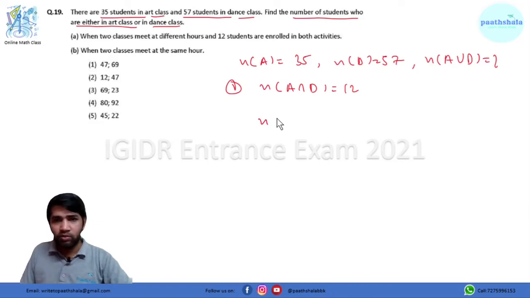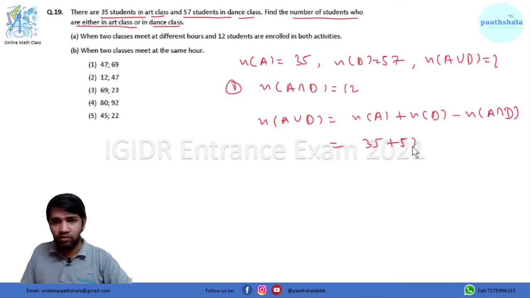So by applying the property of union, we will get N(A union D) equals NA plus ND minus N(A intersection D). Okay, so let's put the values. This will be 35, this will be 57 minus 12. So this comes out to be 92 minus 12. So this value will be 80. This is your first answer, first case.